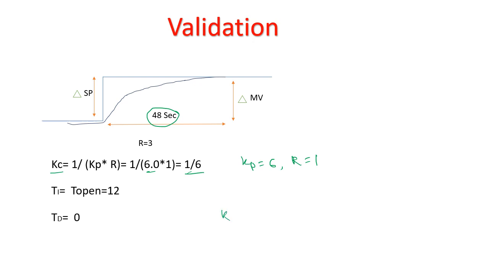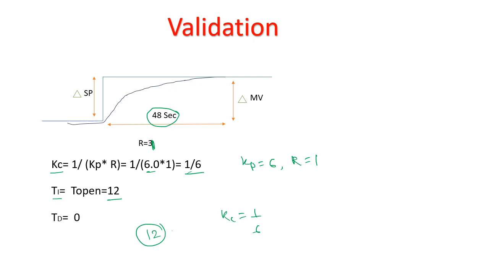So this is the gain, the controller gain will be 1 by 6, and your Ti will be T open, which is equal to 12, right? So in that case, when you do a step change, it should take at least 48 seconds to reach the set point level, and this is known as validation.